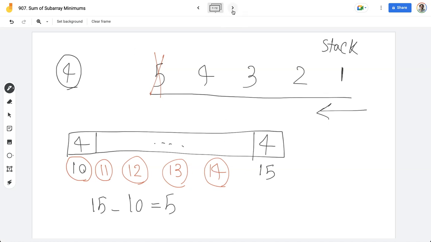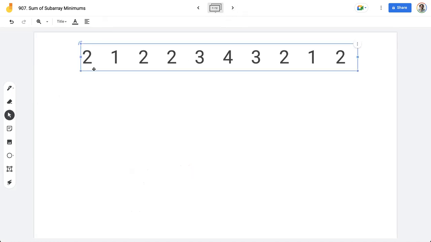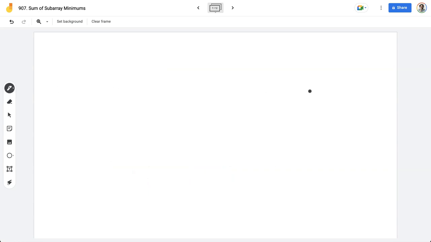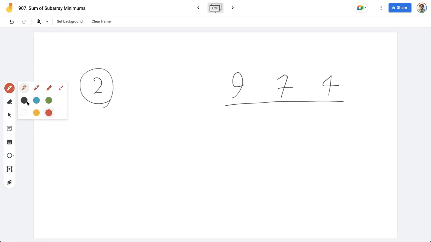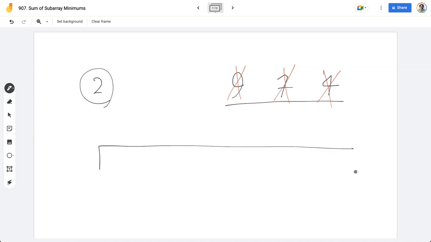And again, another situation, what if we have 4, 7, and 9, and now here we are looking for number 2. So this is the stack, and is this equal or smaller than 2? No. Is this equal to or smaller than 2? No. Equal or smaller than 2? No. So here we should look at the array. This is 2.